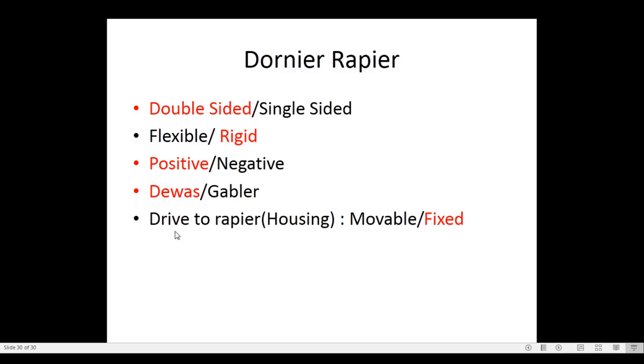Again we can see here, the drive to the rapier housing, the drive going to the rod of left hand side and right hand, the drives are fixed to the machine frame. This is not movable. Only the sley is movable. So this is the Dornier rapier present in our workshop. So from all these case studies and detailed classification, I think all of you have got how the rapier machines are present in the market. So take down these points.